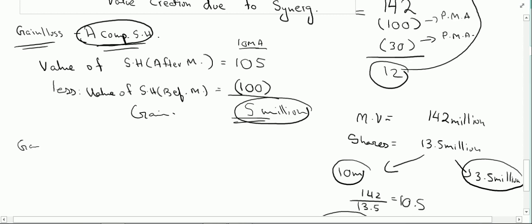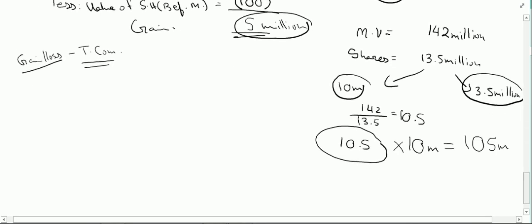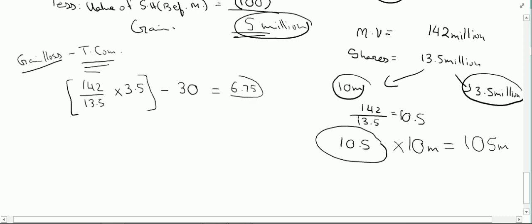Likewise, you can analyze the gain or loss to T company's shareholders. I will do it really quickly. The value of T company shareholders after merger will be 142 divided by 13.5 into 3.5, less the value before merger, when the shares were valued at 30 million, which is given in the question. Therefore they have gained 142 divided by 13.5, which is 10.5, into 3.5 minus 30, which makes it around 6.75. So this is how much they have gained.